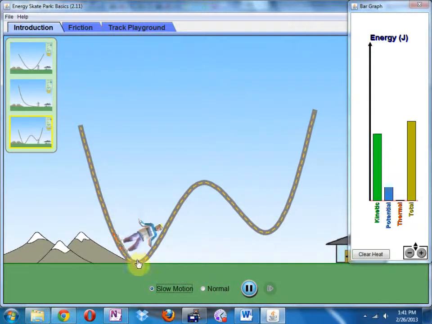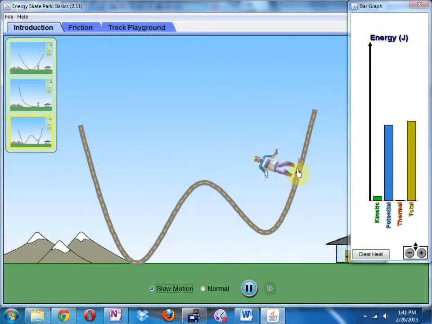Losing potential, speeding up, changing to kinetic. Gaining potential, slowing down. You haven't lost all of your kinetic there. You're still moving, but you've lost most of it. Lose all of it there. Let's go back to normal.